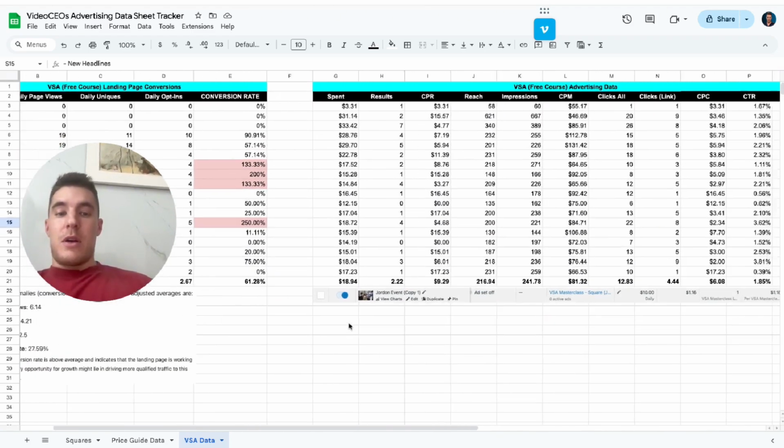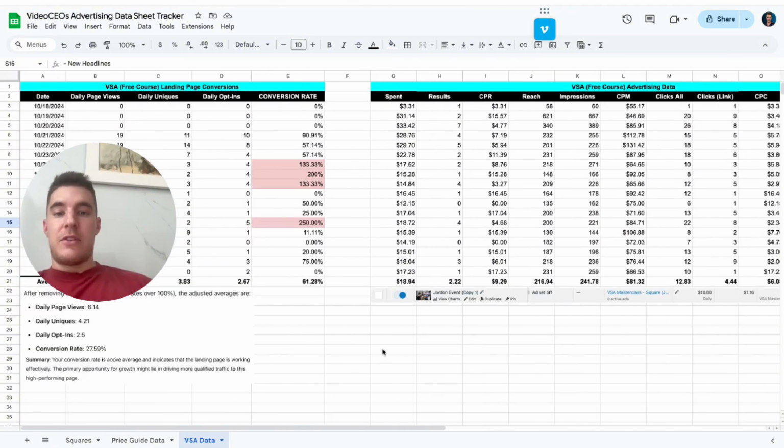But that's how ads really work. You're never going to get it straight away. You have to test it. You've got to be a bit of a scientist and just figure out with time and a little bit of wasted ad spend.